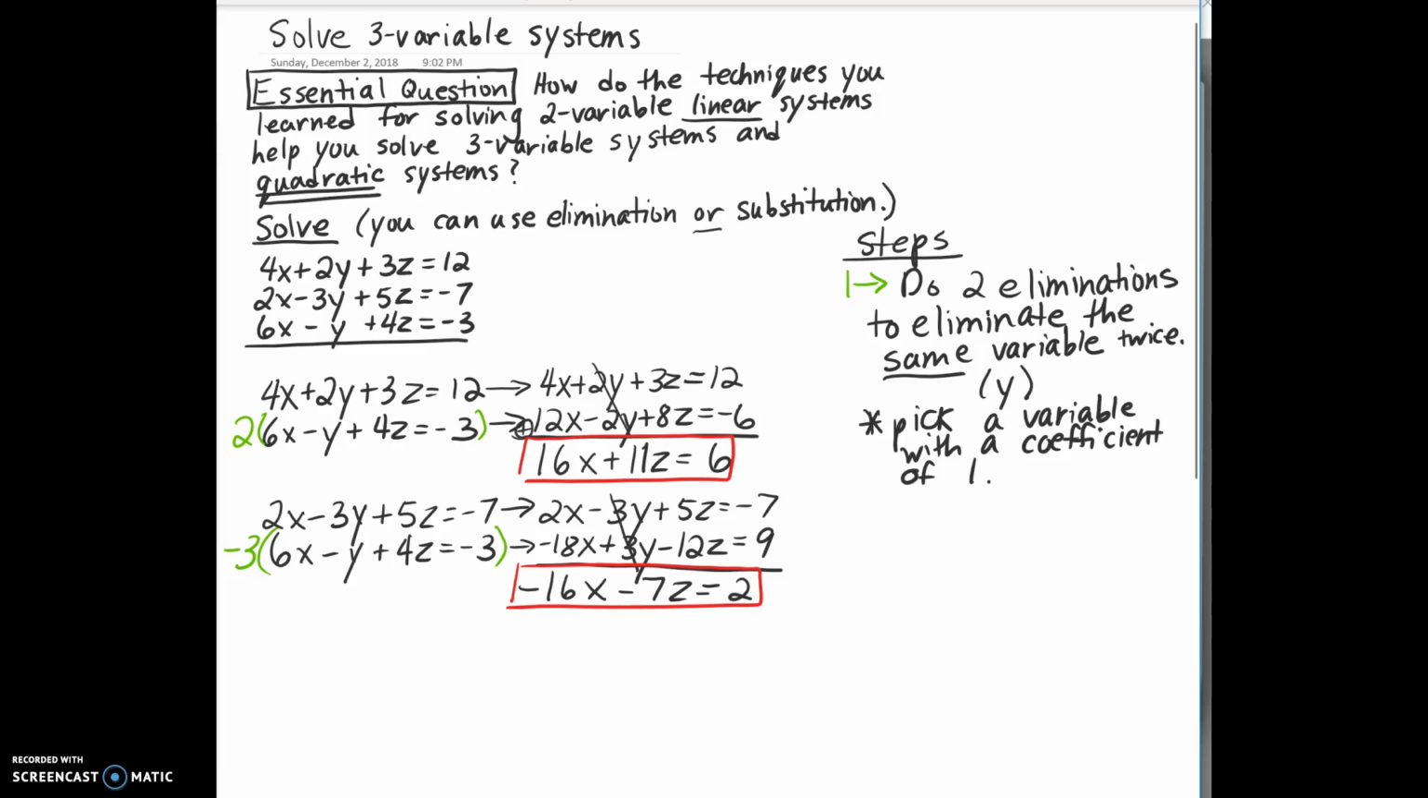Now that's important for our second step. Our second step, we are now going to do a third elimination. So do another elimination with the remaining equations.